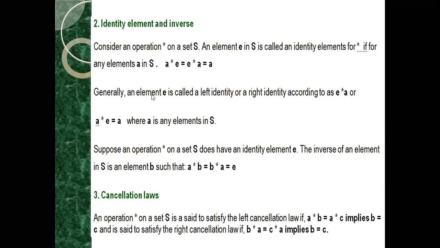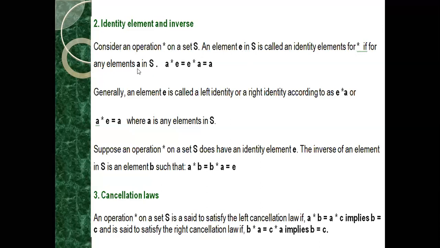So next, another law is the identity element and inverse or complement. We can call it inverse or complement. Consider an operation star on a set S, where star represents a binary operation and S represents a non-empty given set. An element E in S is called an identity element for star, the given binary operation.